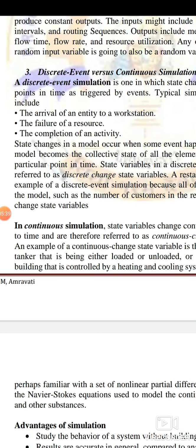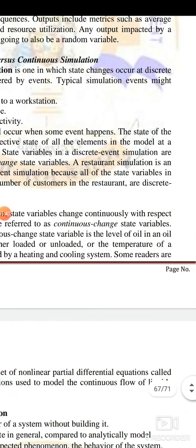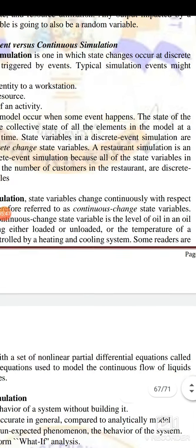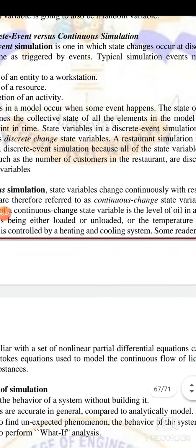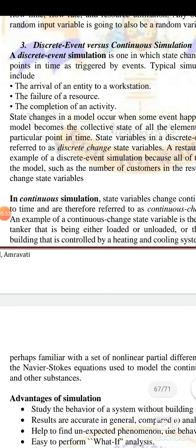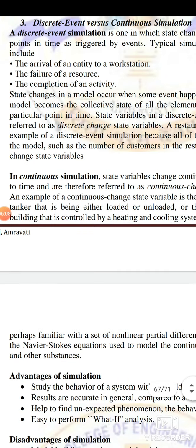Other examples are the failure of a resource or the completion of an activity. State changes in the model occur when some event happens. The state of the model becomes the collective state of all the elements in the model at that particular point of time. Such variables in a discrete simulation are referred to as discrete change state variables. So it depends on the changes, with respect to a certain event that occurs. Suppose in an inventory system, new inventory comes, that means again the system will change. Such kinds of simulation are called discrete.